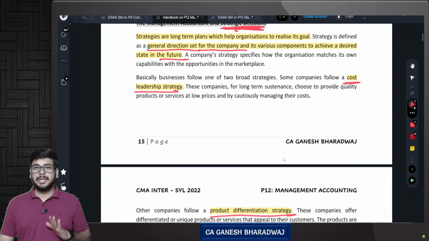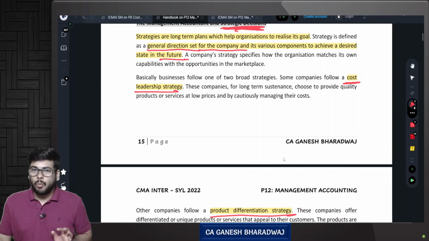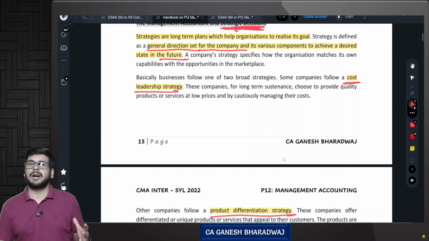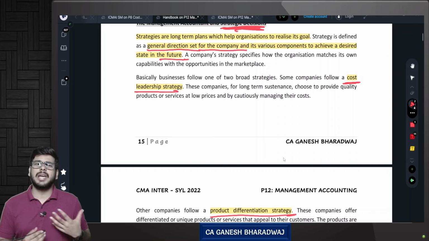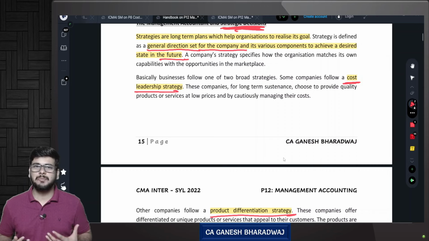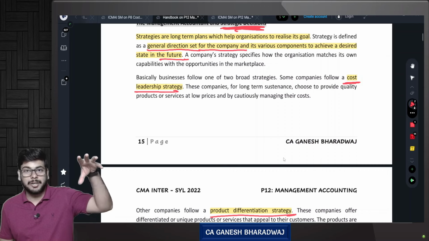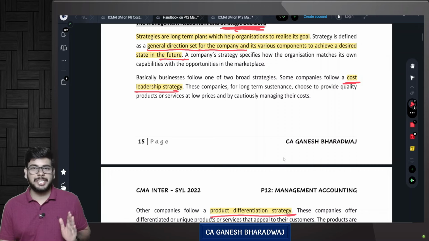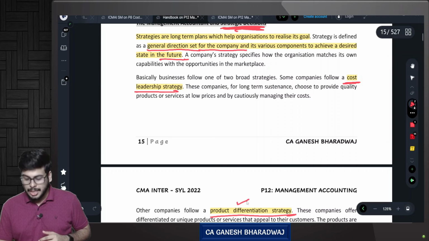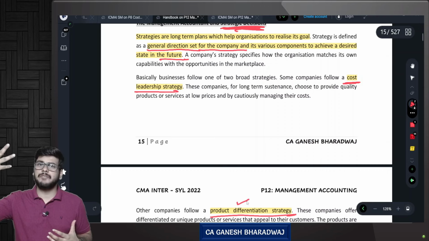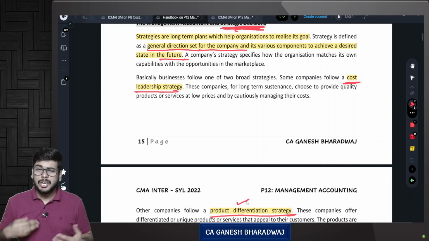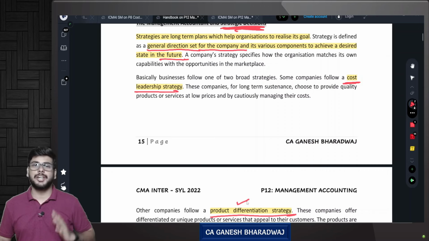A typical example is Tata Nano. They wanted to capture the market by giving a very economical car, a very cheap car, a 1 lakh rupee car. So Tata opted for what? A cost leadership strategy. That way also companies have become successful. Some companies have become really successful by following a cost leadership strategy.